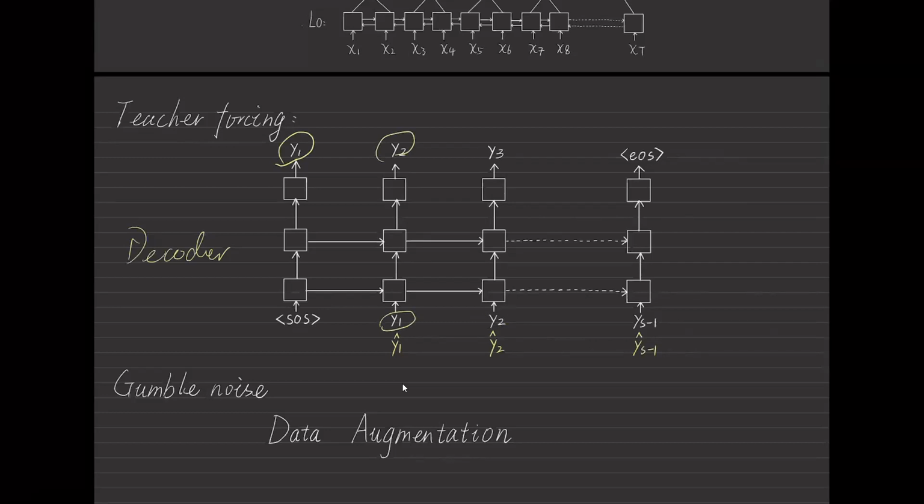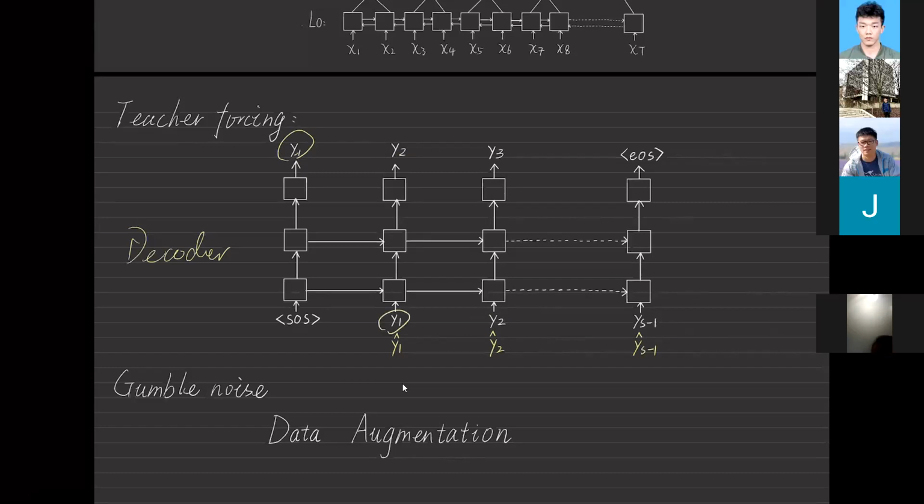But there's an issue here. What happens if Y1 is false? If Y1 is false, it's a wrong label. The Y1 here is false. And it's very likely that I will get another false value for Y2.